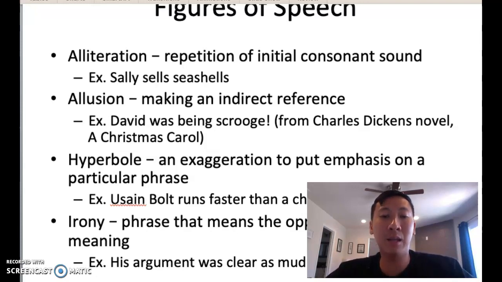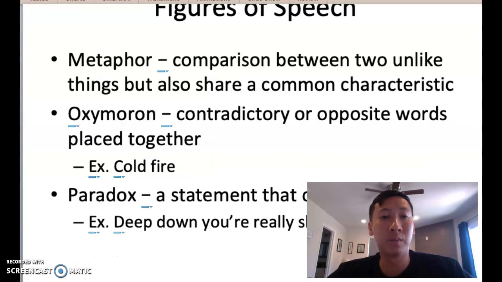Our example today is his argument was clear as mud. Obviously, these are two very different things. Mud is not clear, it's murky, it's very dark, it's hard to see through. So you could just see the irony in that phrase alone. Let's move on to the next one.